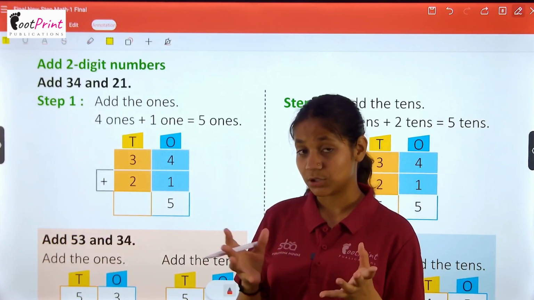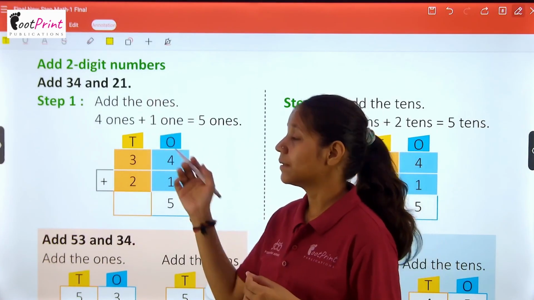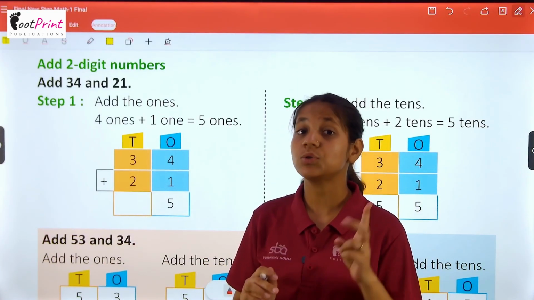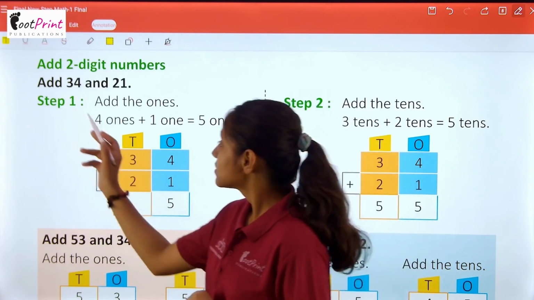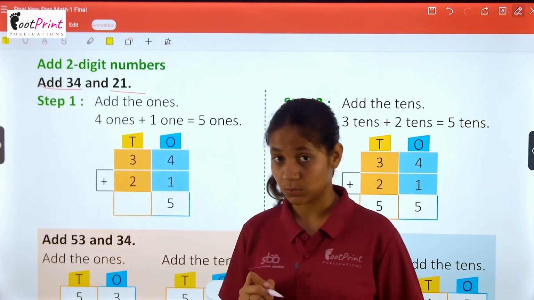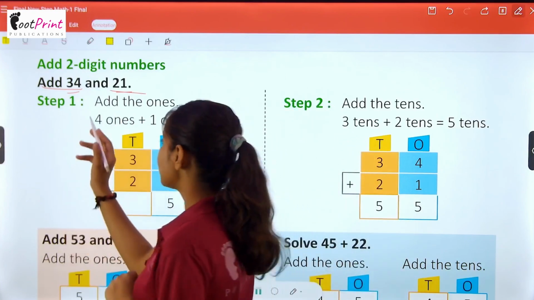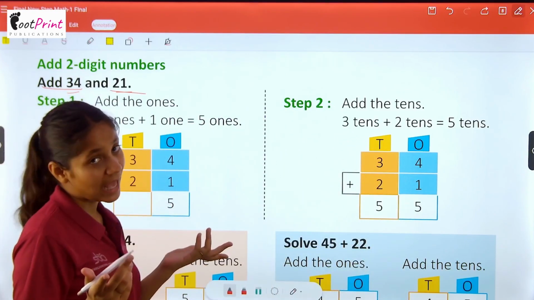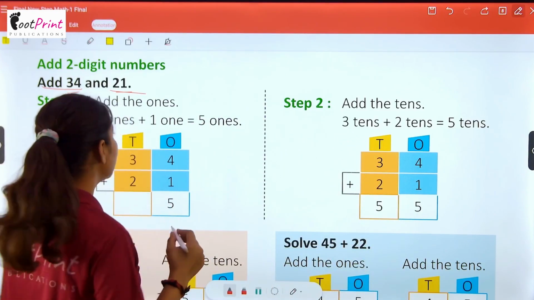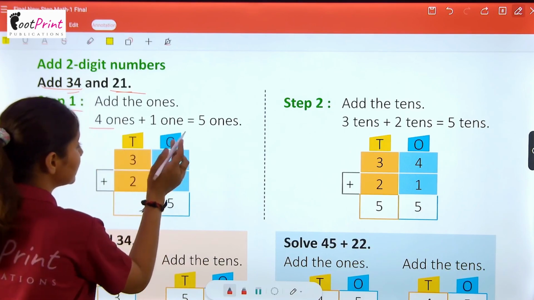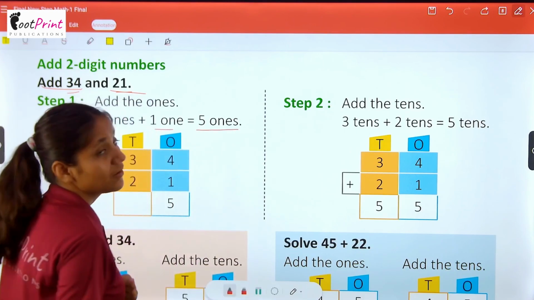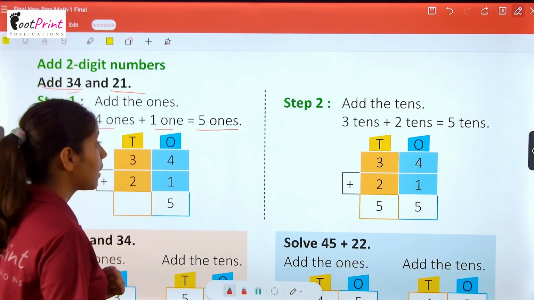Now we have the topic add 2-digit numbers. So now we will add 2-digit numbers. Add 34 and 21. You will see here both numbers are of 2 digits. Step number 1. What does step 1 say? As we all know, adding the ones. So add the ones. 4 ones plus 1 one gives us the answer of 5 ones.